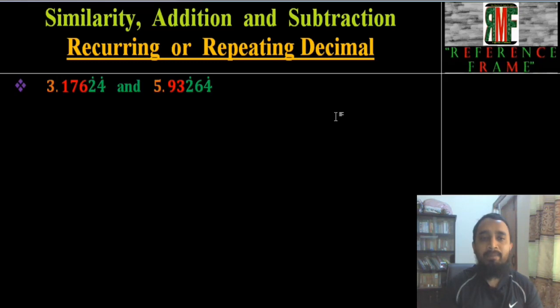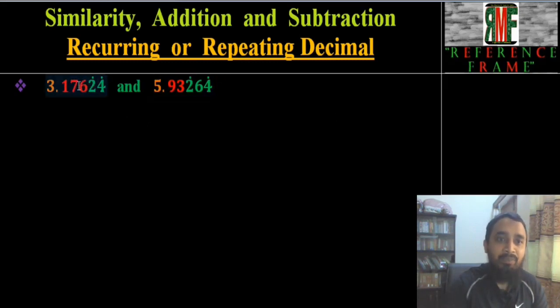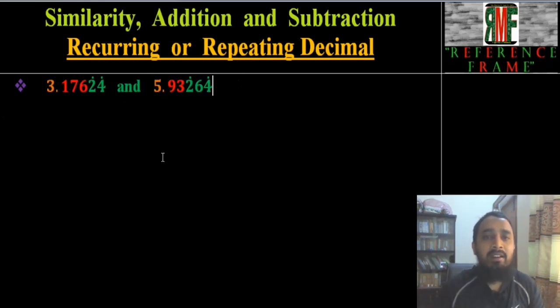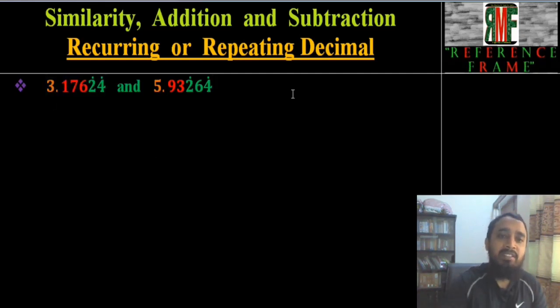Now we need to convert them into similar decimals first. Among these two decimals, the non-repeated part has the most digits here: 1, 2, 3, so 3 at maximum, and here 2. When you convert them into similar decimals, the number of digits of the non-repeated part will be the maximum among the given decimals, and the repeated part will be set according to their LCM. Let us move on step by step.